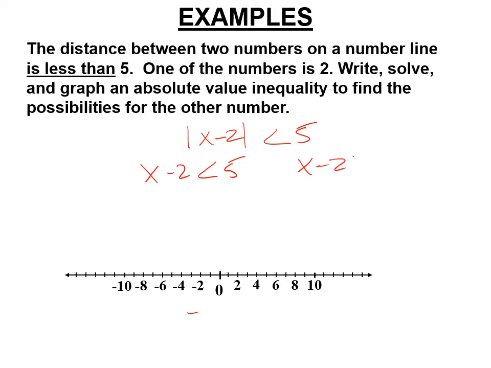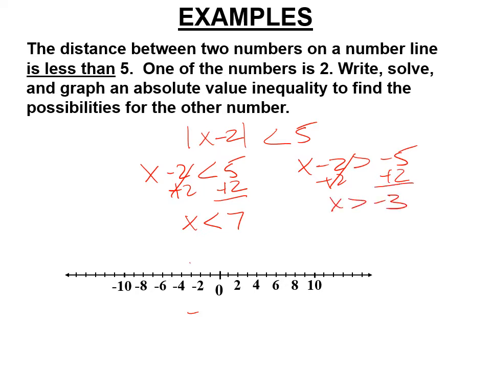So less than 5 or greater than -5. We flip the symbol for the negative solution. We add 2 to both sides. So x is less than 7 and x is greater than -3. One of the numbers is 2. And the other number could be -3, or it could be +7. Both of those are 5 away.